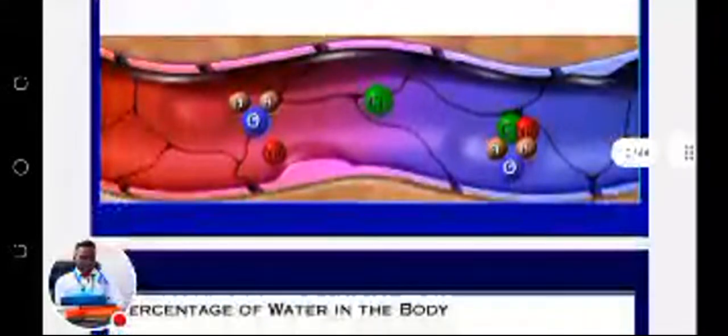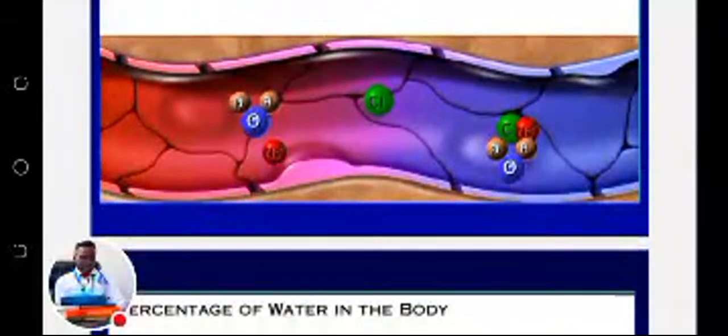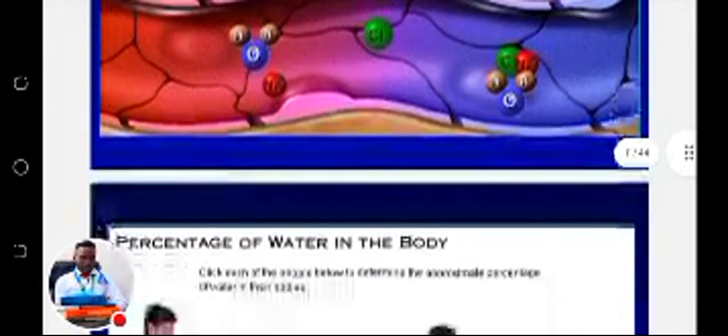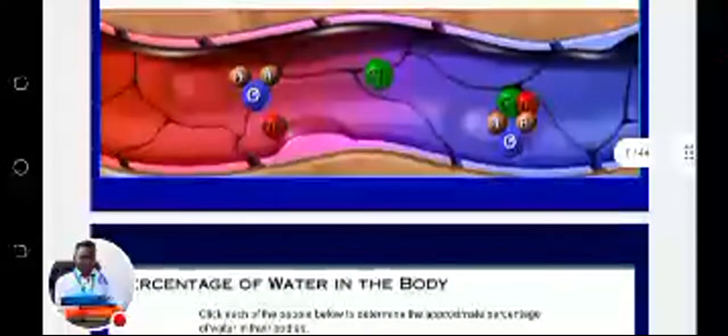If we look at the chemical composition of water, water consists of hydrogen as well as oxygen atoms. Then we have the chloride ion as well as the sodium ion.